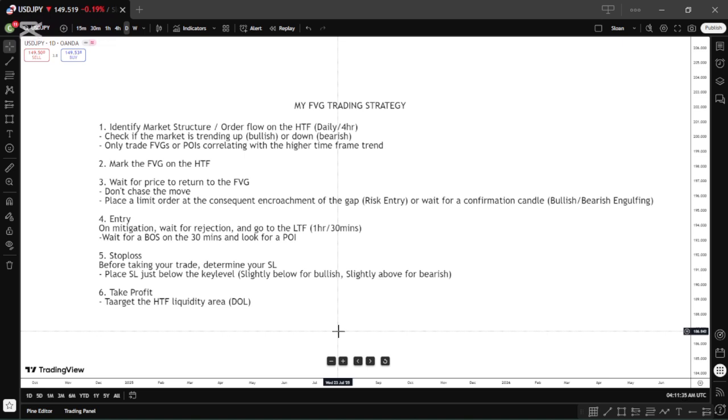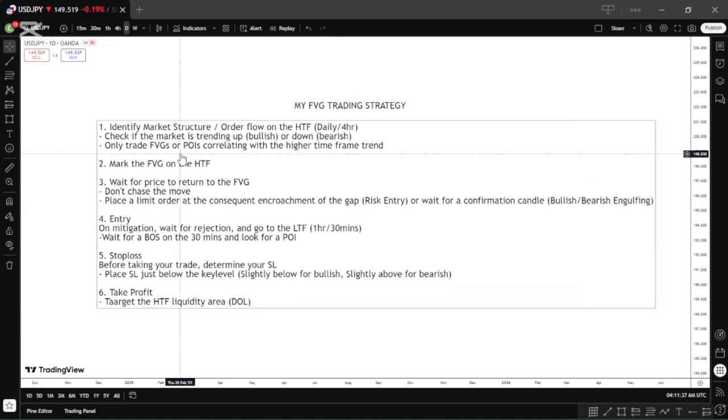Then secondly, I would want to identify the fair value gaps or points of interest correlating with the higher time frame trend. Marking these out is a very good step to start, so as not to confuse yourself once you step down to the lower time frame. So number two is I mark out the fair value gaps on a higher time frame, either on a 4-hour time frame or on a daily time frame, and then I wait for price to return to the fair value gap.